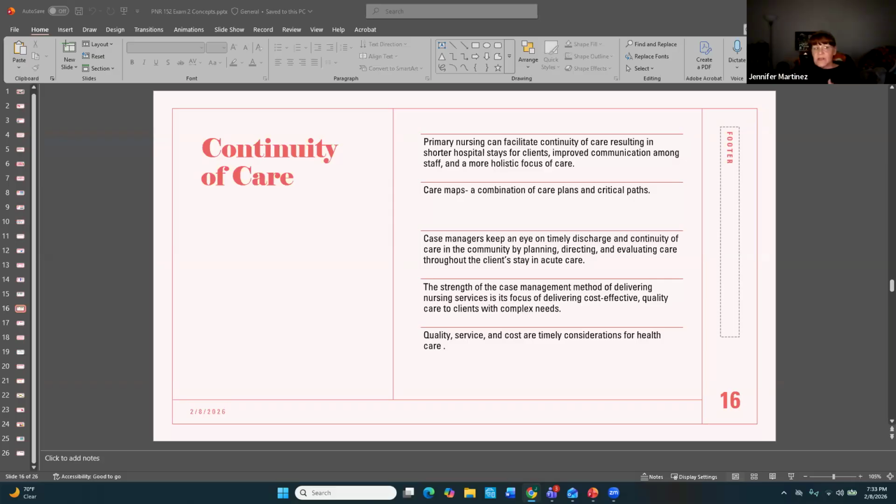The strength of the case management method is delivering cost-effective, quality nursing care to clients with complex needs. Quality of service and costs are the considerations for healthcare, right? How do we provide the best quality of care, making sure that they get what they need while trying to limit the costs to them?